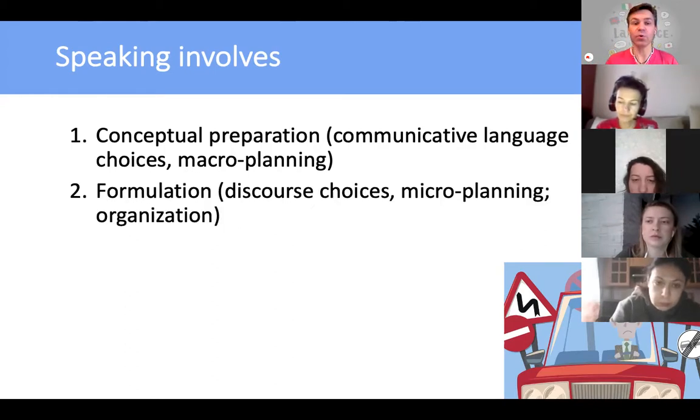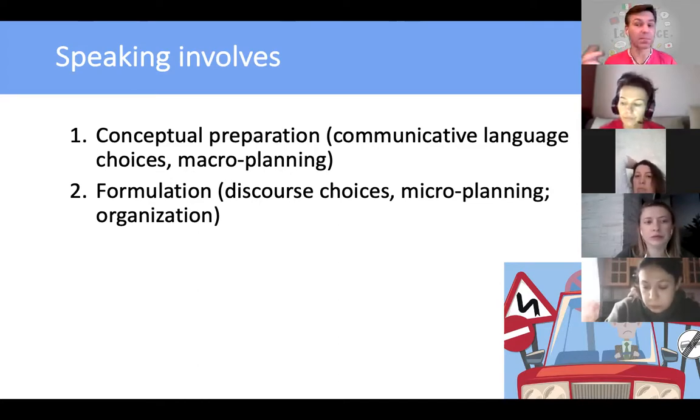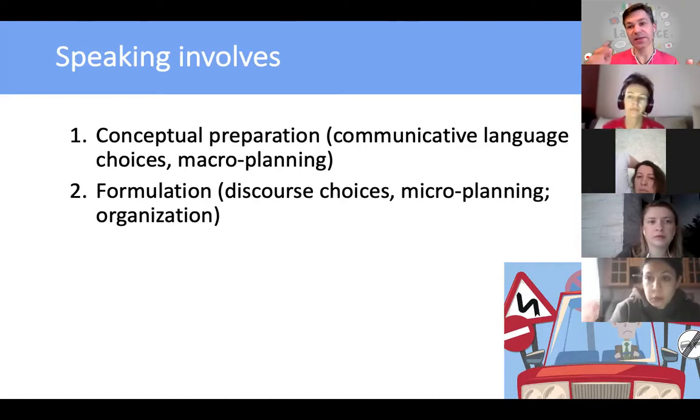The second stage would be formulation, when you start thinking about language as such. It's about discourse choices, it's about microplanning, it's about organization, it's about vocabulary, it's about grammar, so it's about word choice, it's about syntax, it's all there. And at this stage, are we actually producing sounds? Stage 1 or 2? No. You see, this is about speaking, but this is all brain work. This is about speaking, but this is not speaking. This is thinking, actually.